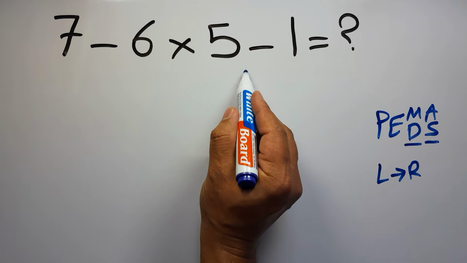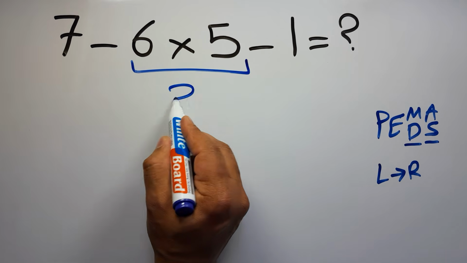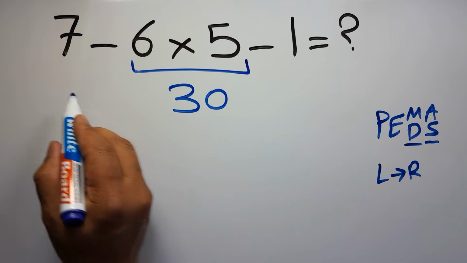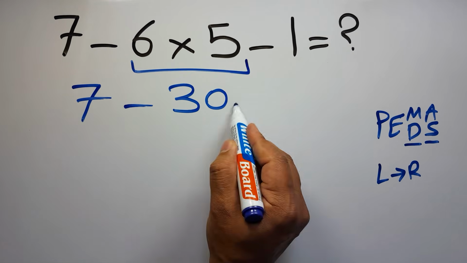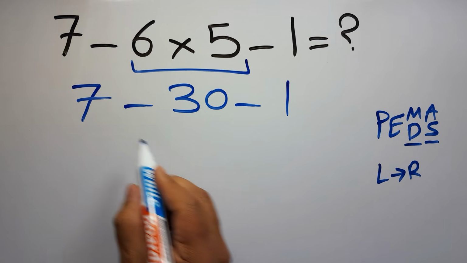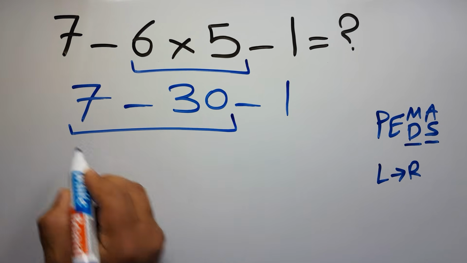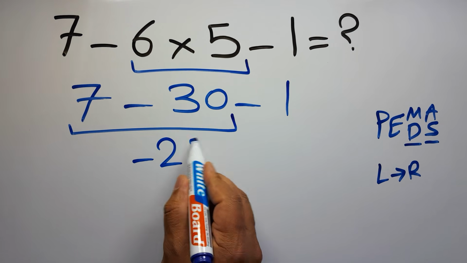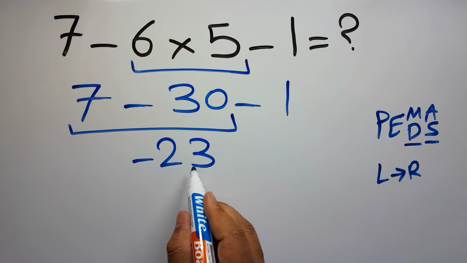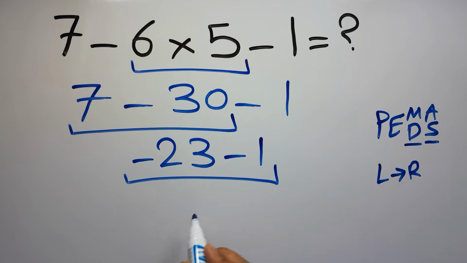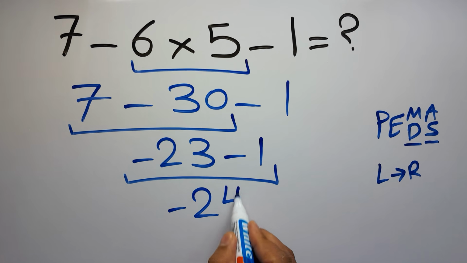6 times 5 gives us 30. So we have 7 minus 30 minus 1. Now we have to do this subtraction. 7 minus 30 gives us negative 23. So negative 23 minus 1, which equals negative 24.